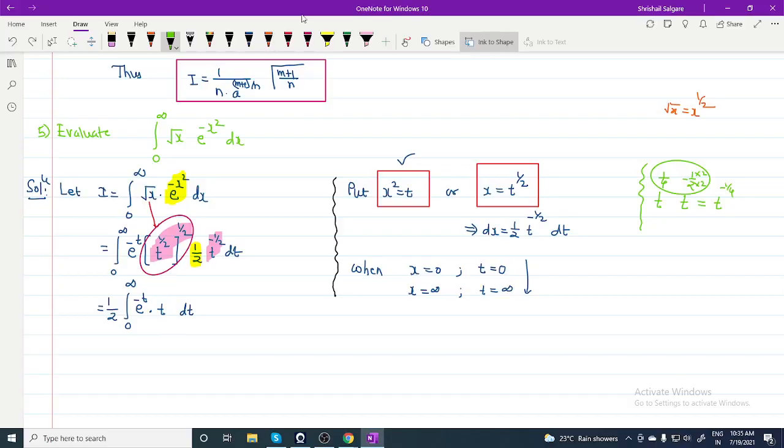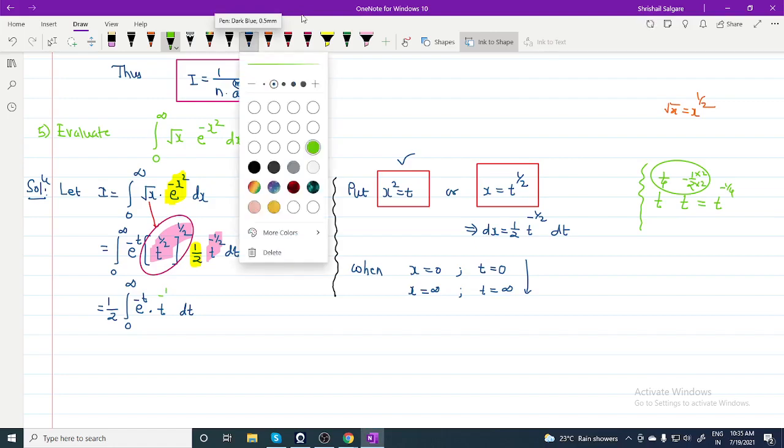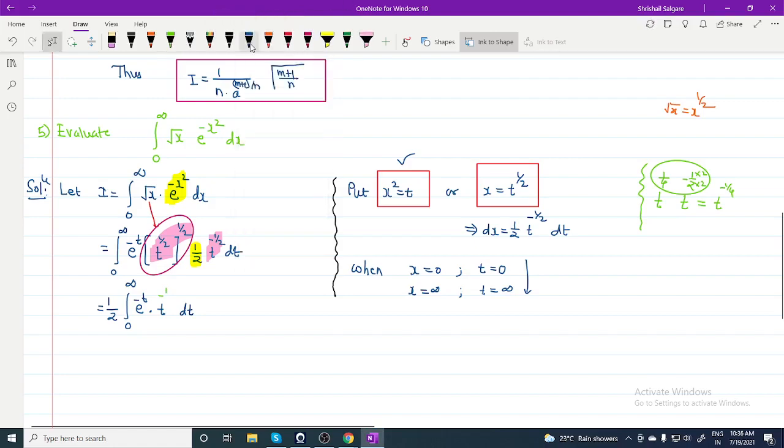Just a minute, I have to change the color. Why is it not working? Just a minute. This is minus 1 by 4 dt.